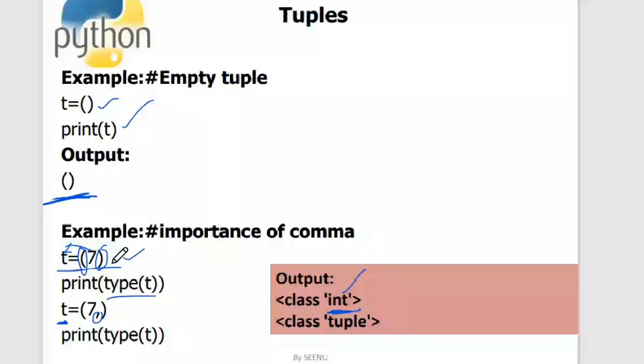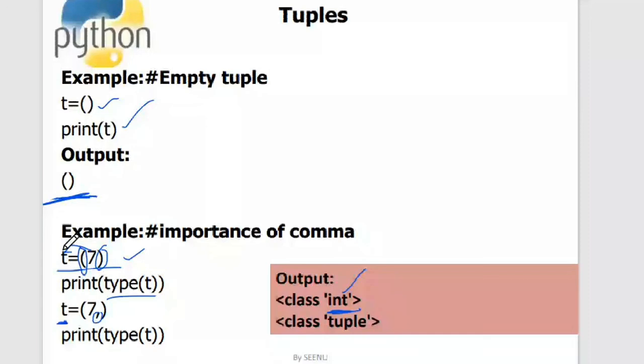So I hope it is clear now. This comma plays the major role over here. It's an internal implementation. Whenever it sees 7 in parentheses, it will just remove the parentheses, give 7 to t and make t an integer variable. Okay, so if you give a comma, it will consider it to be a tuple.